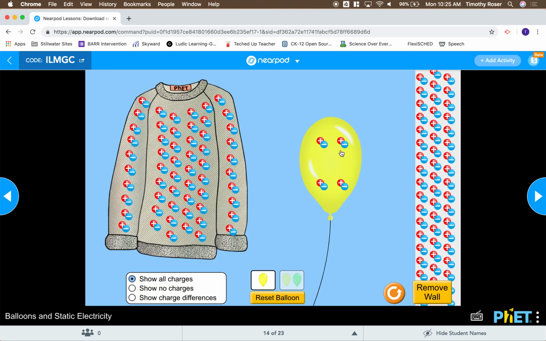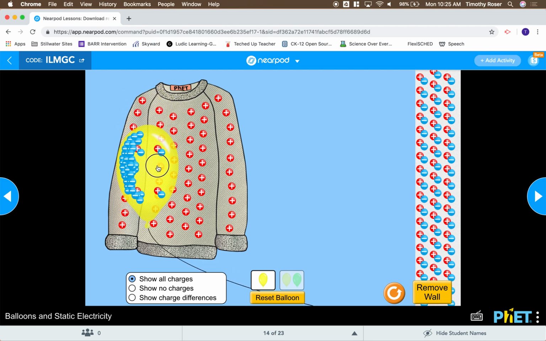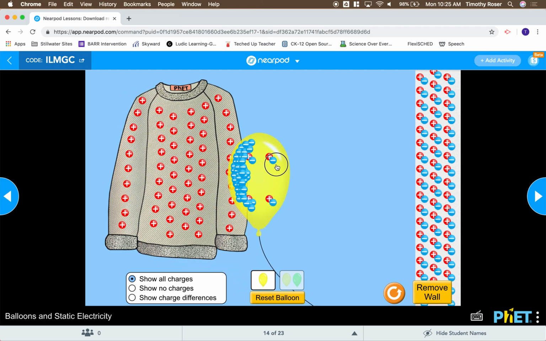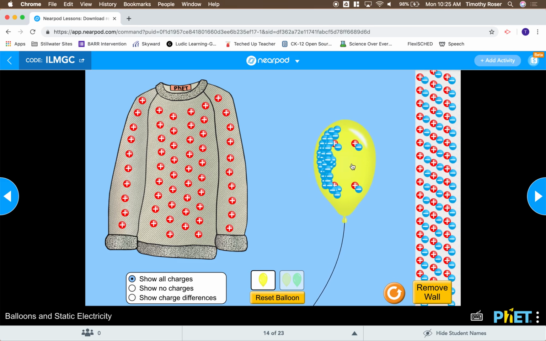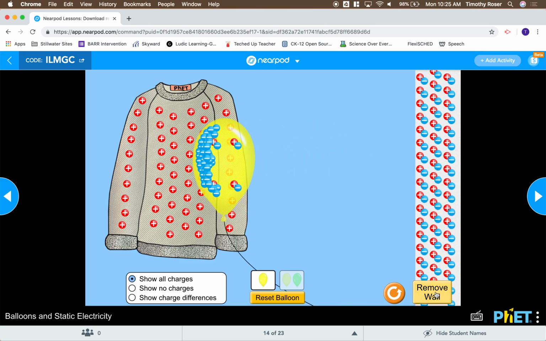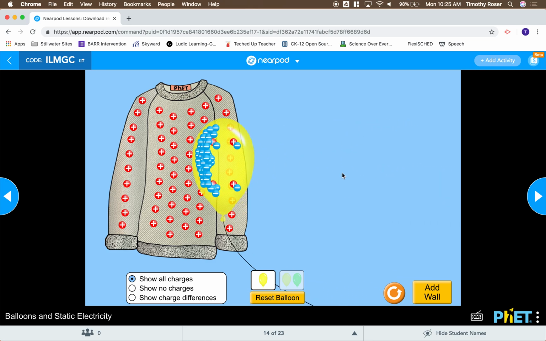So, if we go back to our simulation, and I encourage you to try this along with me, we can see that when we rub our balloon here, the balloon picks up all of the electrons from the sweater. Now, if the balloon is very close to the sweater and we release it, it goes really, really fast to the sweater. However, if we move it further away, it takes a little bit longer. And if we remove the wall there, it takes even longer.